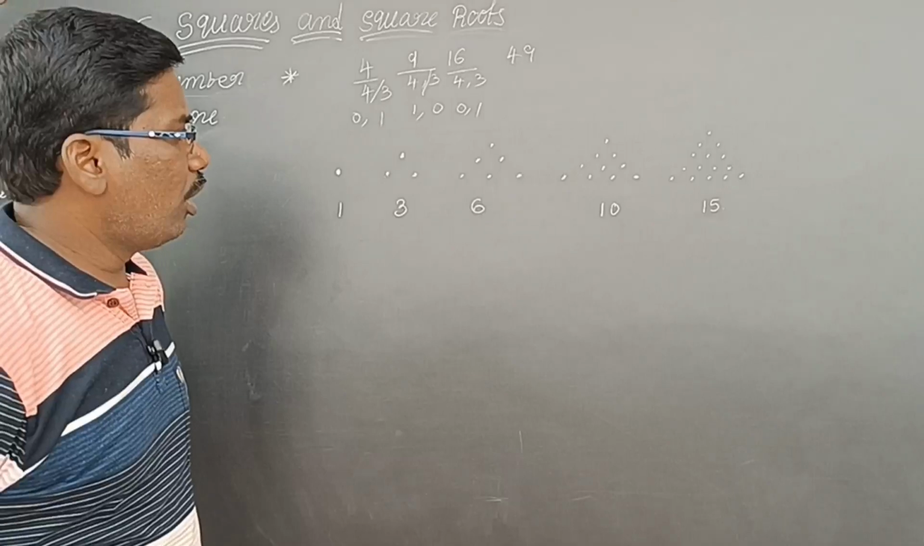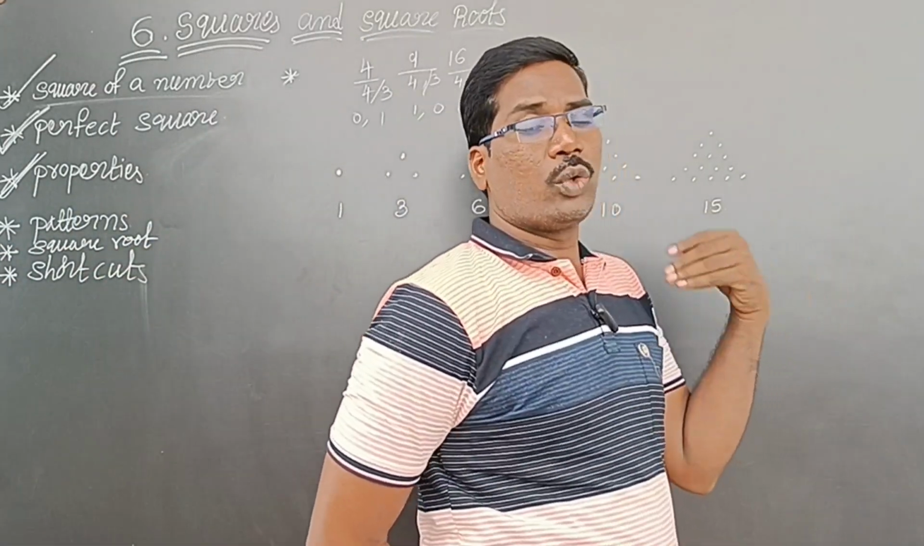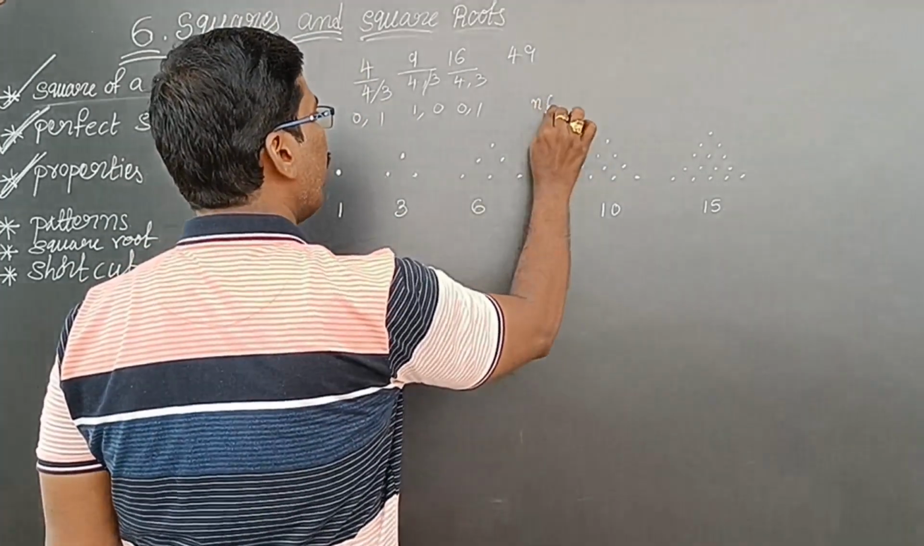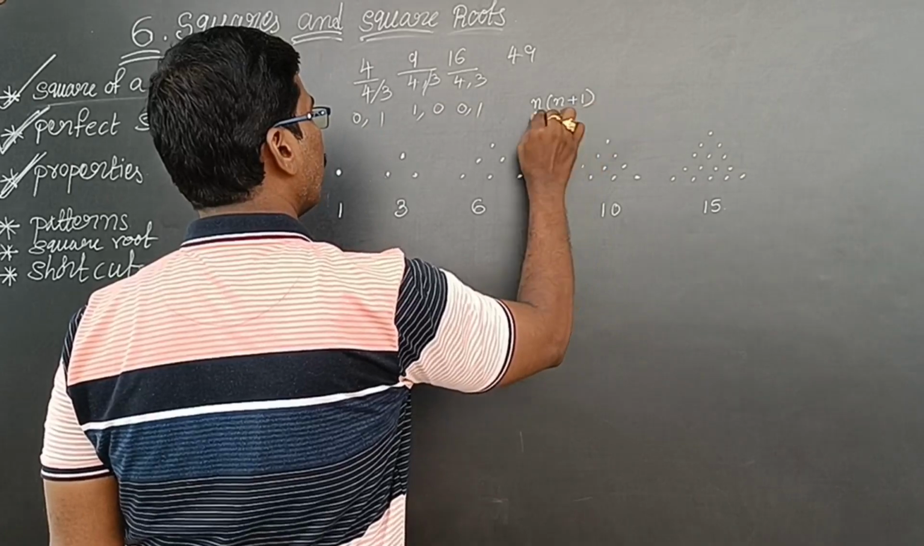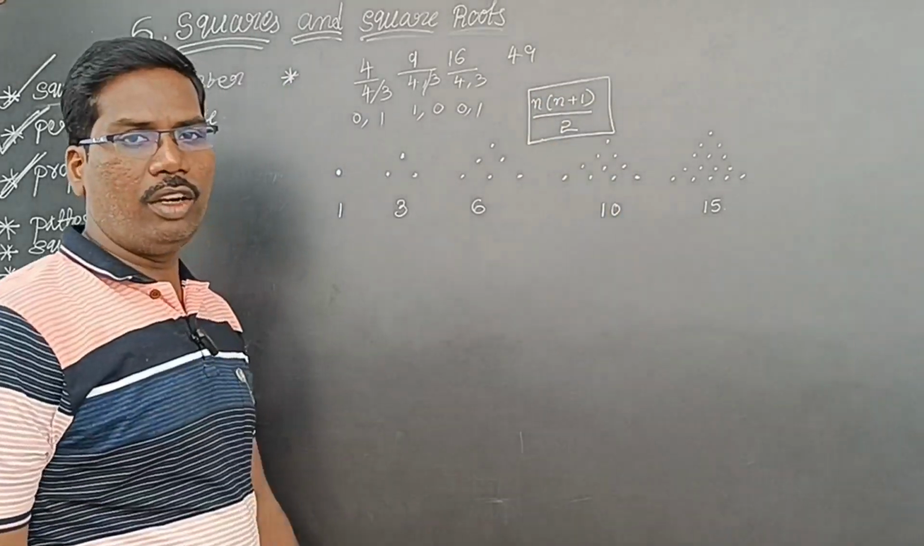So what is the first triangle, second triangle, third triangle, fourth triangle, fifth triangle, sixth triangle? What is the nth triangle formula in this pattern? The nth triangular number is n into n plus 1 by 2. This is the nth triangular number formula.